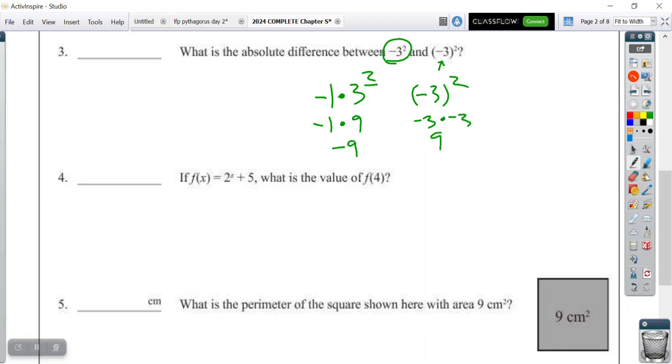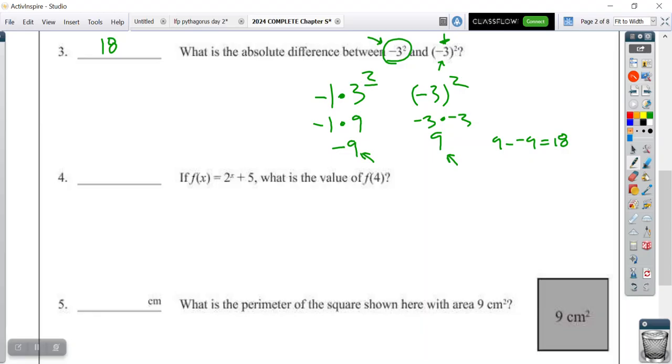Now, I know that you, me, and everyone else in our class, when we write this, we actually mean this. But if you were to use a calculator, these are the two answers that you would get. Anyways, what is the difference between them? So 9 minus -9, obviously that is 18. So those numbers are 18 apart. So there we go. Absolute, again, meaning positive.